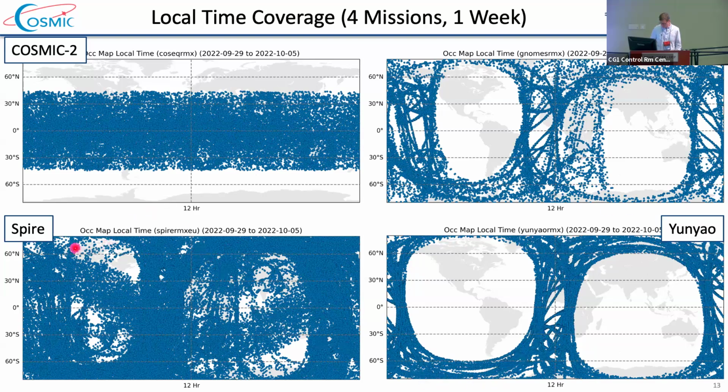And then for this data set, Spire had a lot of polar orbiting satellites, and there is a set of low inclination ones in here that you can see here. And I don't think those are active today anymore, but they have been active in the past.